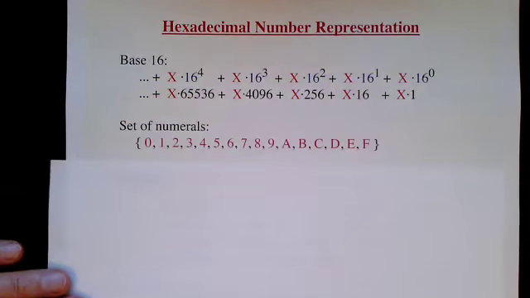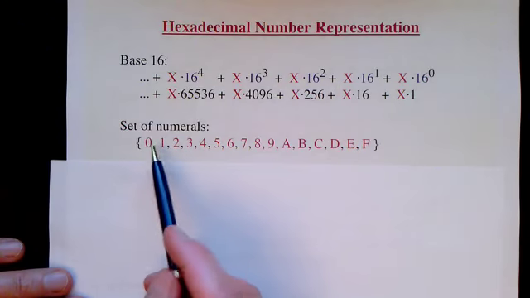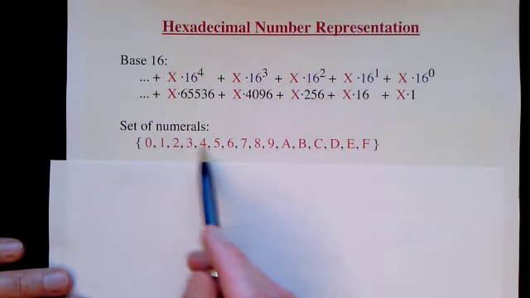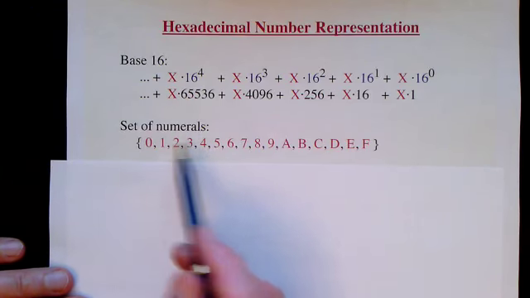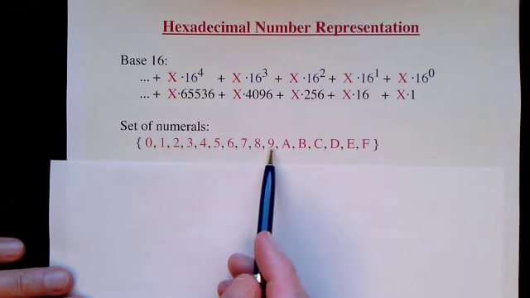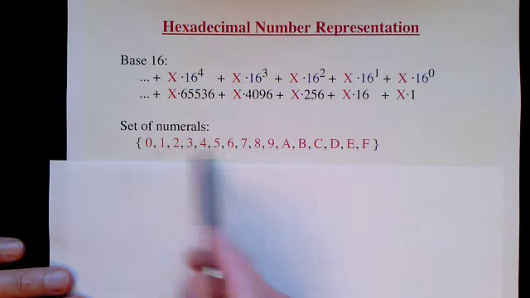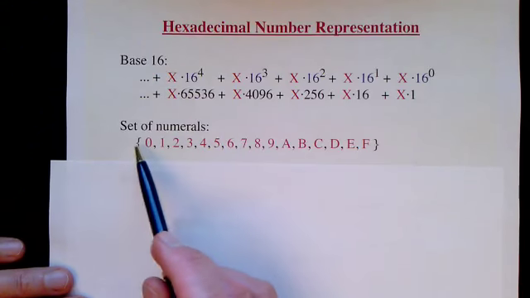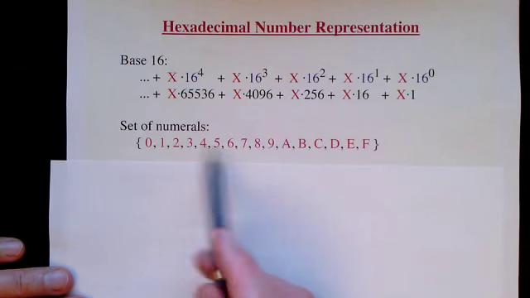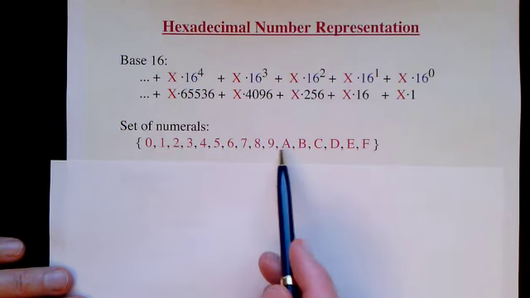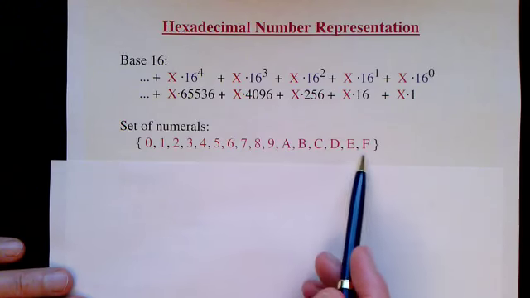And remember, we have a set of digits, or probably a better word is numerals. We talk about digits in the decimal system, so 0 through 9 are the digits. But each one of those is really a numeral, so it's probably more correct to say we have 16 numerals, and those are 0, 1, 2, 3, 4, 5, 6, 7, 8, 9, A, B, C, D, E, and F.